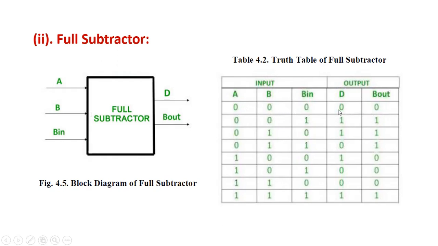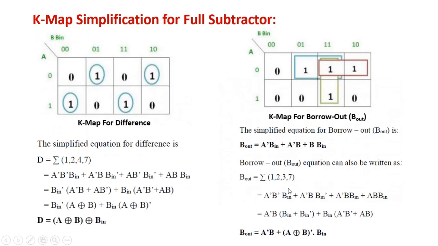So difference and borrow both will be 0. Then A minus B is 0 minus 0, which is 0, and then from this difference of A minus B you are getting 0, and you are subtracting 1 from 0. So you will require one borrow and the difference will be 1. Similarly you can form this whole truth table. Now from the truth table you can form the K-map for difference and the K-map for borrow.